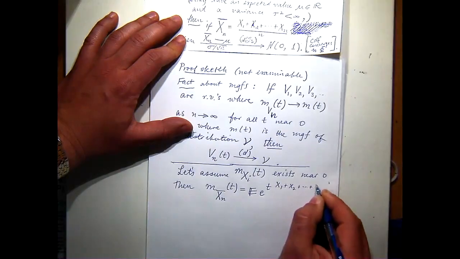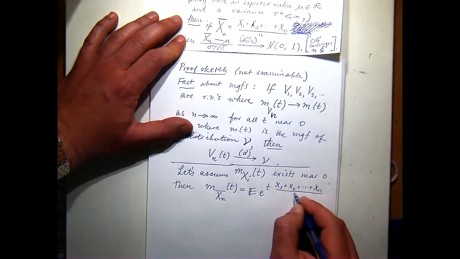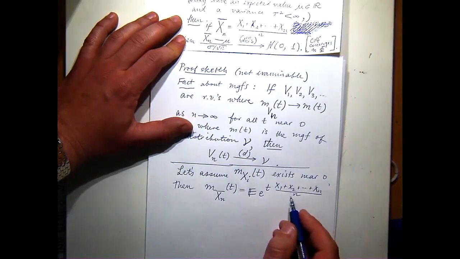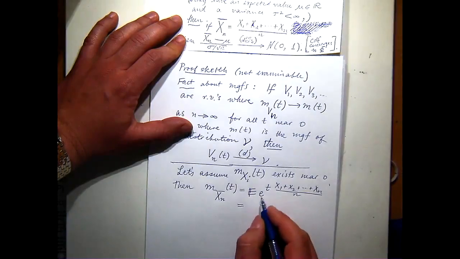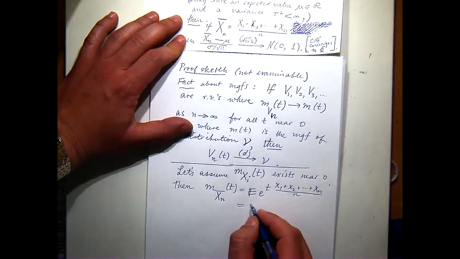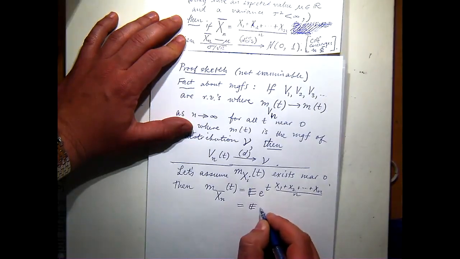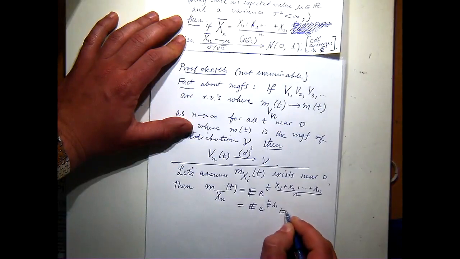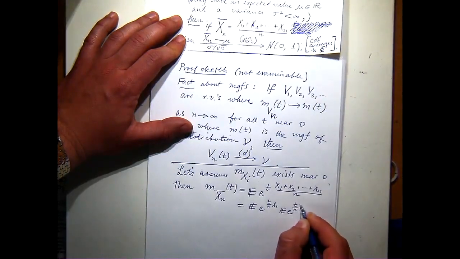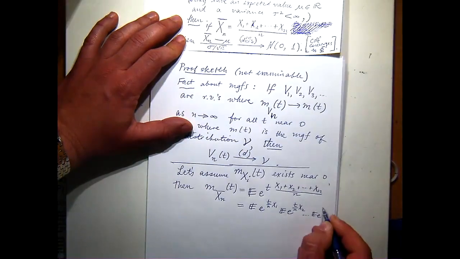so x1 plus x2 plus dot dot dot. So this is much like doing the MGF of a sum, which we talked about before, except this time it's the sum divided by n. So that's going to be equal to the expected value of e to the power t over n times x1, and then because of independence, you do a product again, e to the power t over n x2 dot dot dot expected e to the power t over n xn.